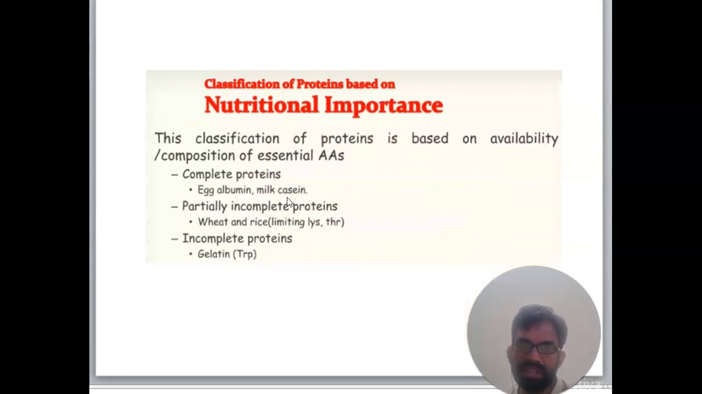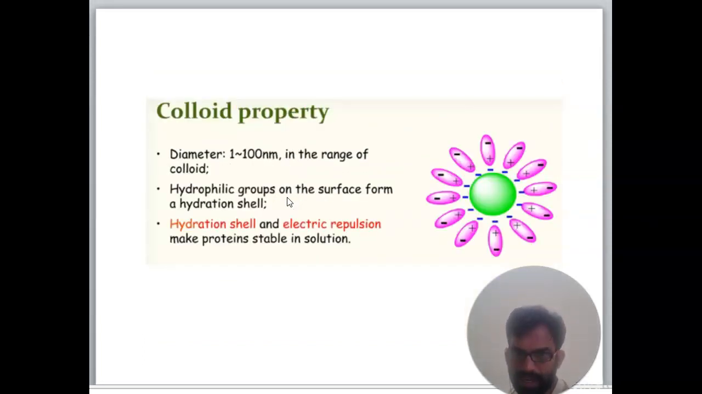Now you can see the importance of these colloidal properties. You can see here the hydration shells and electric repulsion make proteins stable in solution. So you can see a diameter of 1 to 100 nanometers is in the range of the colloid. The hydrophilic groups on the surface form the hydration shell, and electric repulsion makes the protein stable in solution.